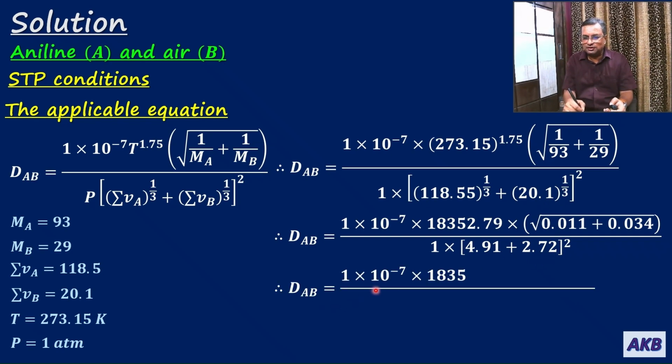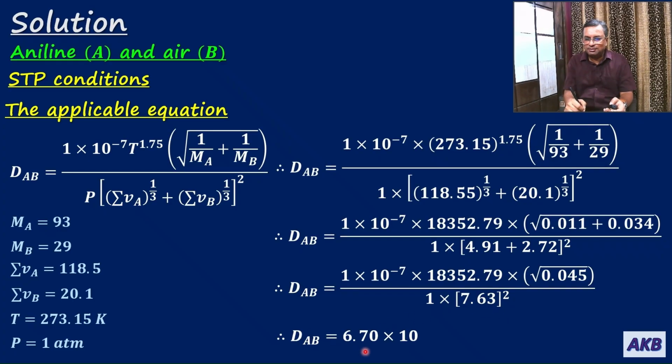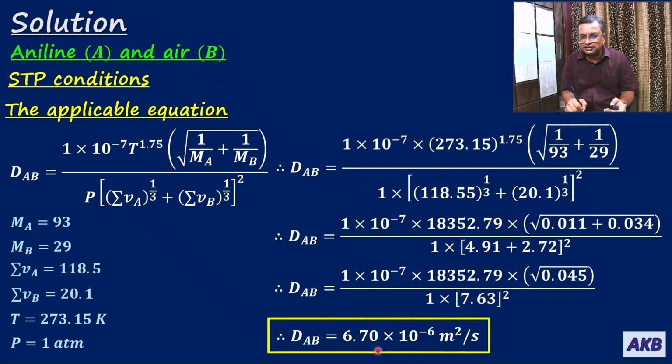So DAB is equal to 1 into 10 to the power minus 7 into 18352.79 into the square root of 0.045, divided by 1 into 7.63 square. That gives us DAB as 6.70 into 10 to the power minus 6 meter square per second. So for aniline and air at STP conditions, the diffusion coefficient of aniline in air is 6.70 into 10 to the power minus 6 meter square per second.